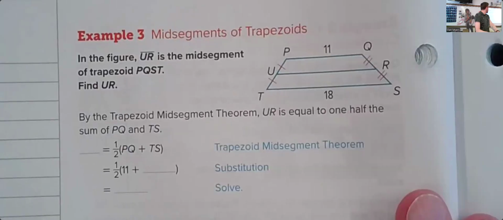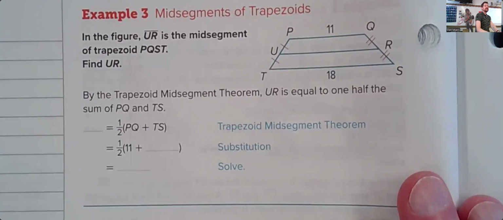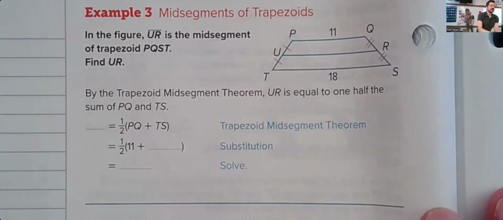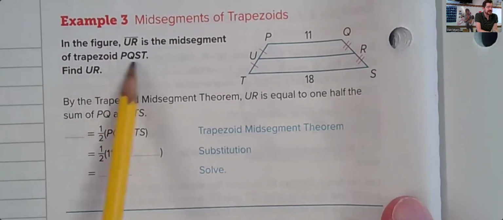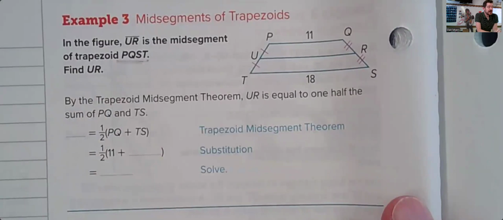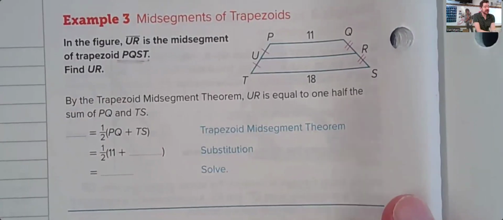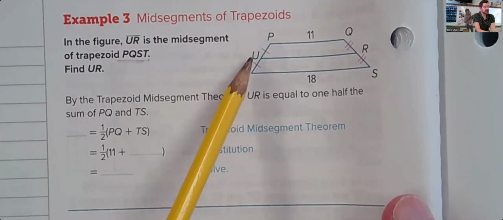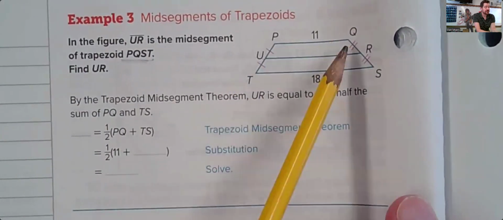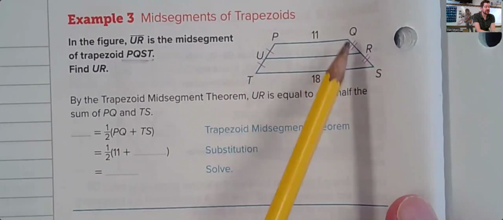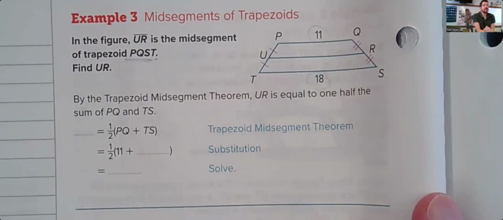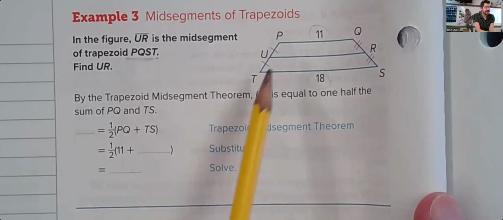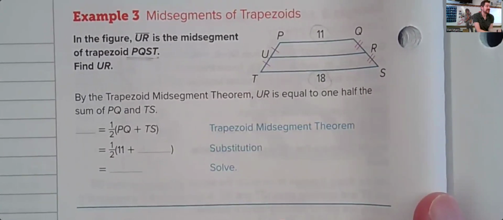Example 3. This will probably be the easiest one that we've done today. You ready? So in the figure, UR is the mid-segment of trapezoid PQST. And we know it's the mid-segment because we have congruent markings here and here, which means that U is the midpoint of PT. We have congruent markings here and here, which means that R is the midpoint of QS. One of the bases is 11, the other one is 18. If you add those numbers together and divide by 2, that gives you the length of UR because it's equal to half the sum of the bases.